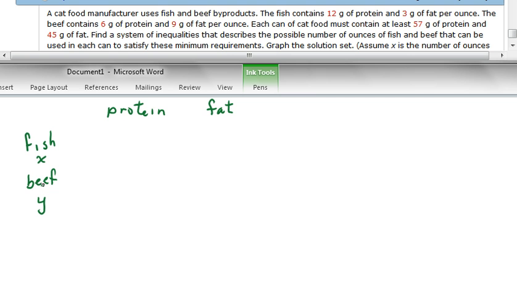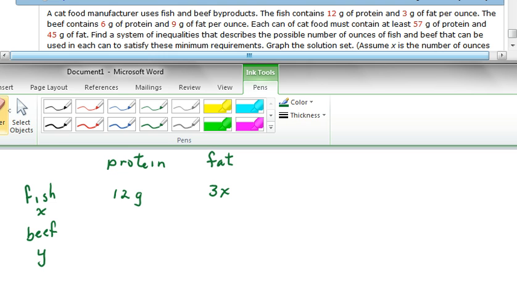So we know for fish, 1 ounce of fish contains 12 grams of protein and 3 grams of fat. So X ounces will have 12X grams of protein and 3X grams of fat. And I'm sorry, where I used G for grams, I should have used X for the ounces of fish.